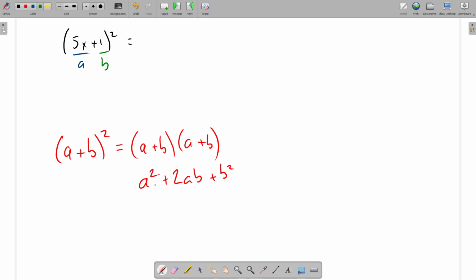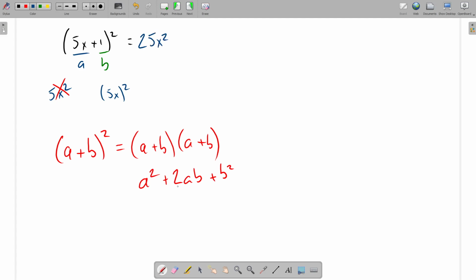My formula says a squared. Well, what is 5x squared? Okay, 5x squared is not just 5x squared. It's a very common mistake that I see my students make. We need to have it in parentheses, which means the squared distributes to each of these. So 5 squared is 25, and x squared is x squared. So we would have 25x squared.